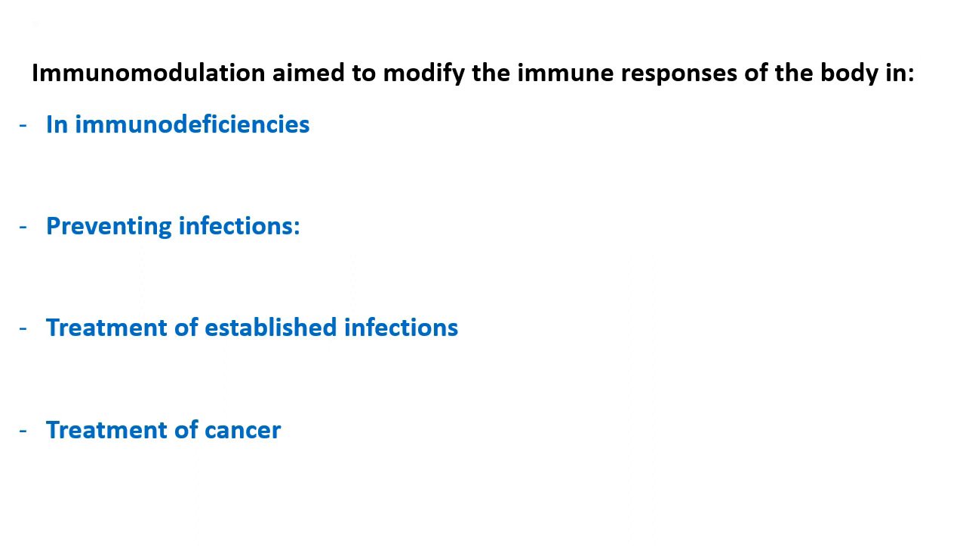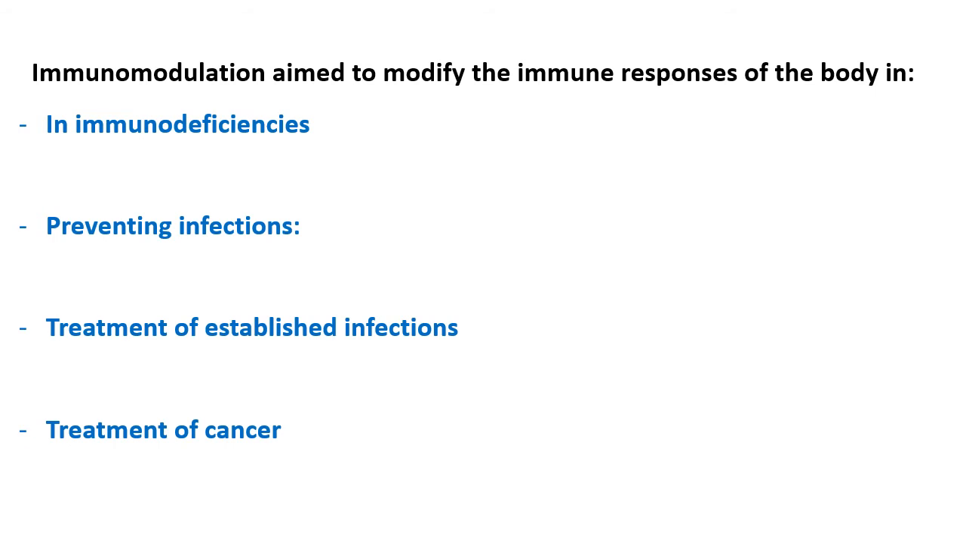Immune modulation aims to modify the immune responses of the body in order to prevent, for example, infection in case of immunodeficiency, or to fight an already established infection, or to destroy cancer cells. We'll discuss each point with details.